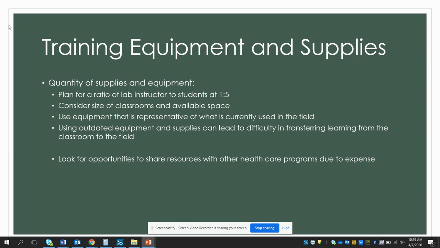We have to go through a huge approval process to get new equipment. And so we do the best that we can, but it's very important that we maintain our equipment, that we take good care of what we have. And sometimes that means having to borrow it or work with other healthcare programs like nursing or like radiography, or working with your local EMS agencies to utilize some of their equipment.